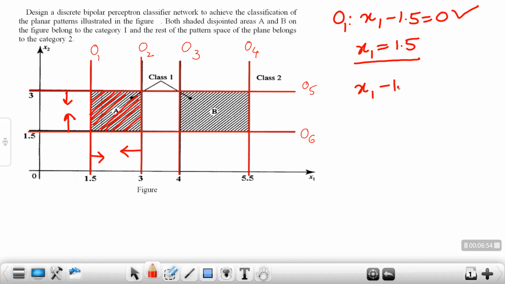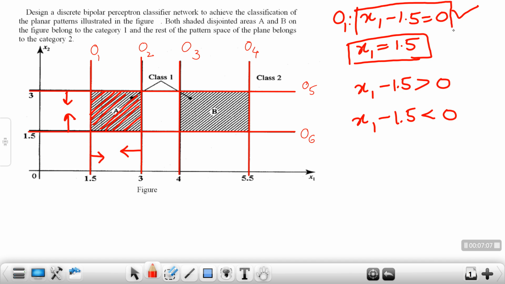So how will I come to know whether I should take, now there are two options for me. One is x1 minus 1.5 is greater than 0 or x1 minus 1.5 is less than 0. Because x1 is equal to 1.5 and x1 minus 1.5 is equal to 0 is for this line. But if at all I want to see the area which is on the right hand side of that particular line, then I have to select either this one or this one.